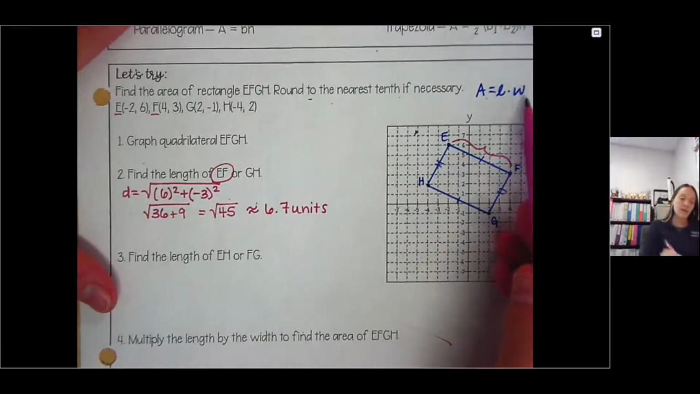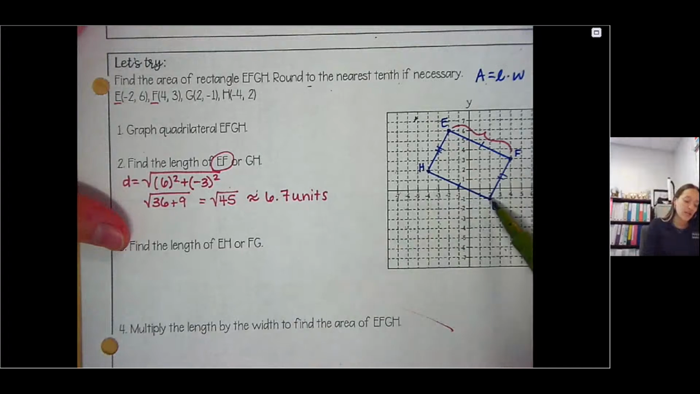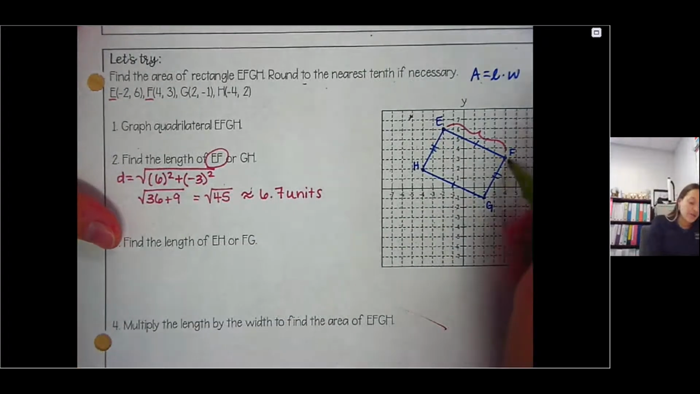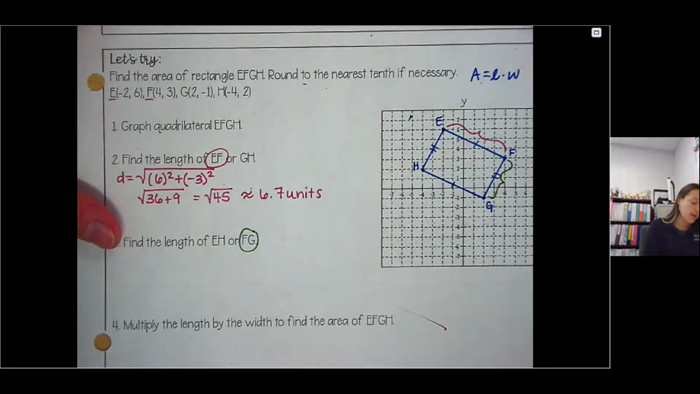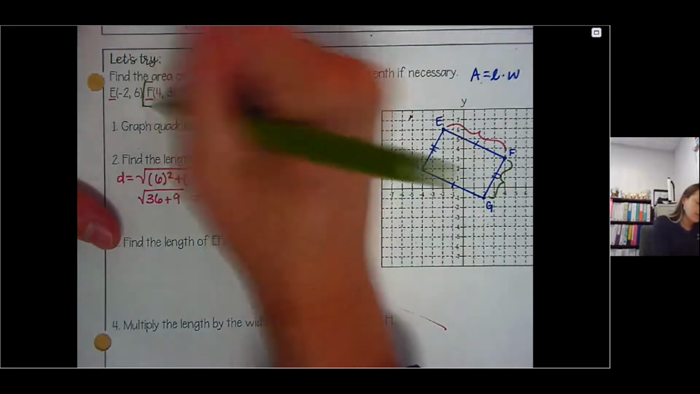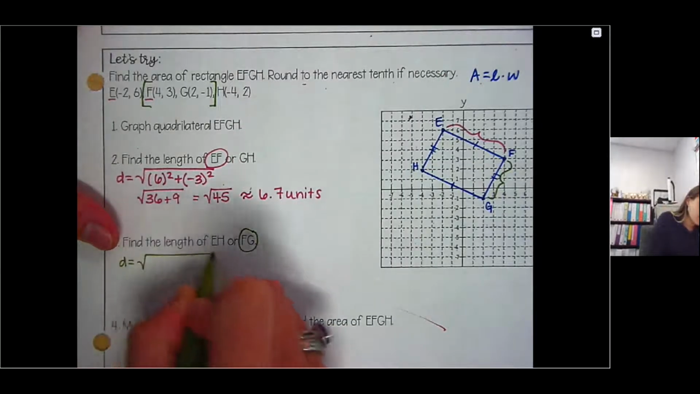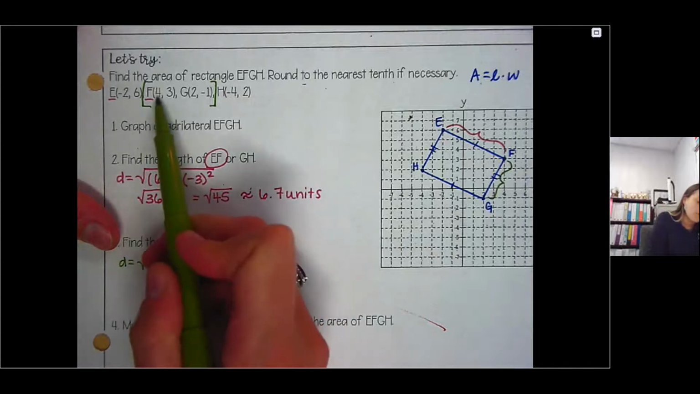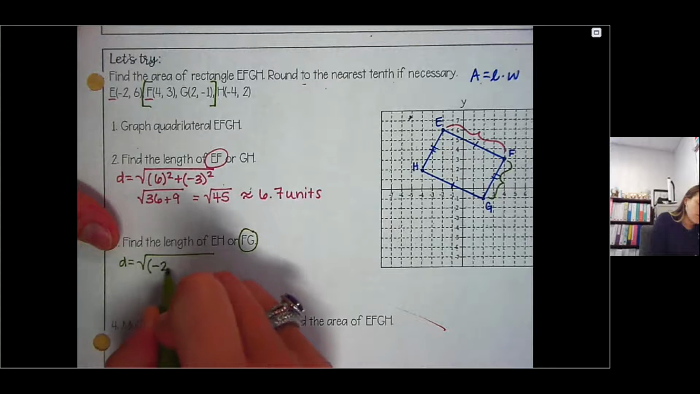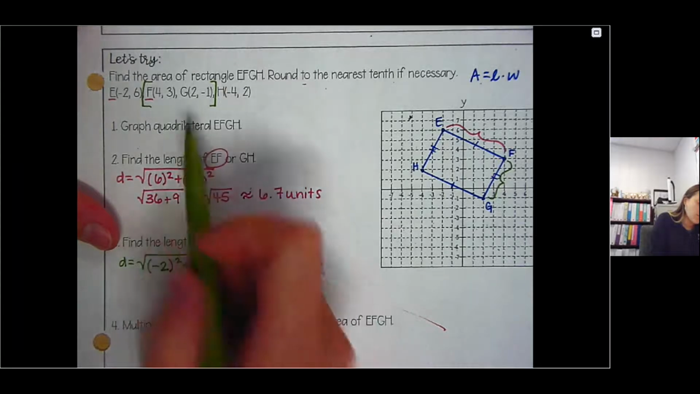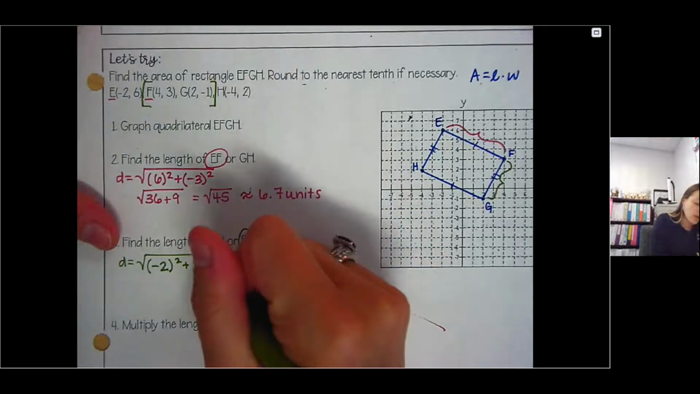Now I need to figure out my width. So I can either do E to H or F to G. I'm going to go again for F to G just because there's more positive numbers and I would prefer to do positives. Okay, so distance formula is change of X and change of Y. So to go from 4 to 2 for the X's, I am subtracting 2. And to go from 3 to -1, I'm subtracting 4.